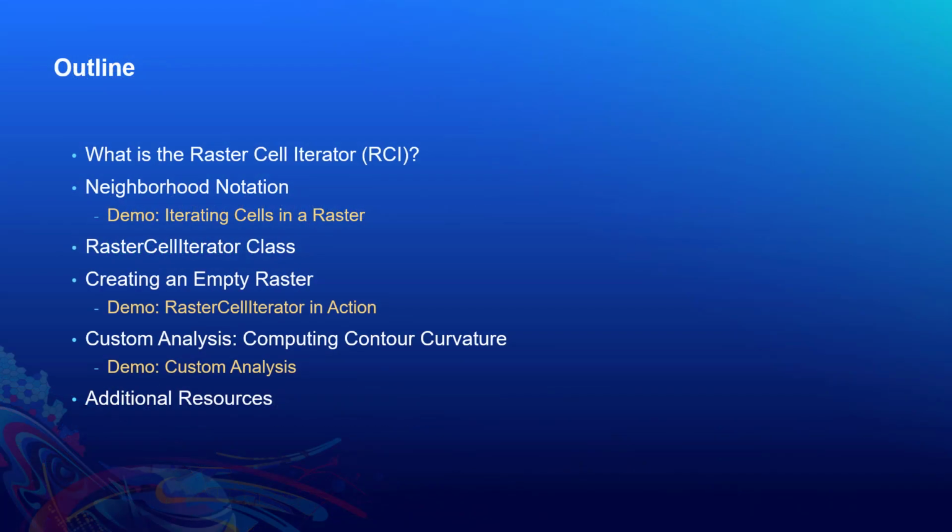Today, we're going to talk about the Raster Cell Iterator, or RCI in short, and neighborhood notations, followed by the Raster Cell Iterator class. Then we're going to talk about how to create an empty raster, and then I will show you how to compute contour curvature, a custom analysis. Then we'll talk about additional resources that you can go to for further information.